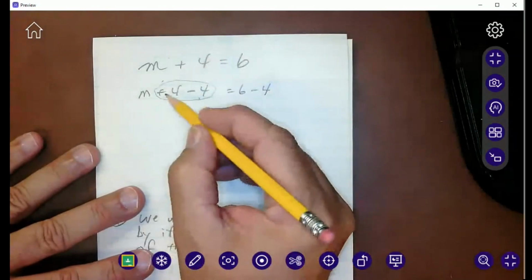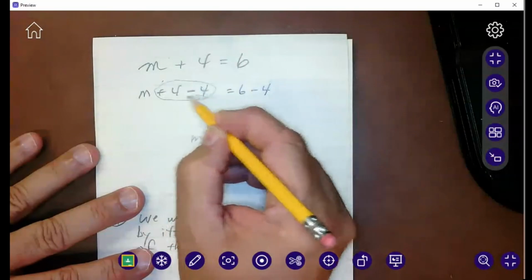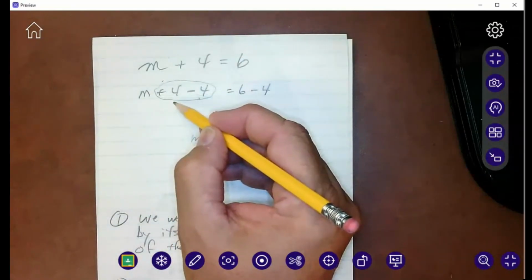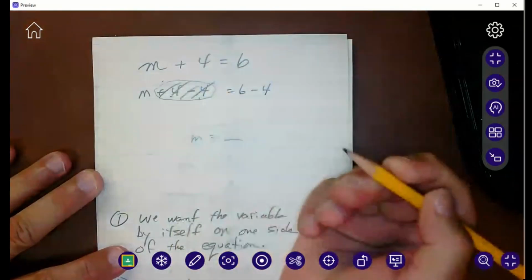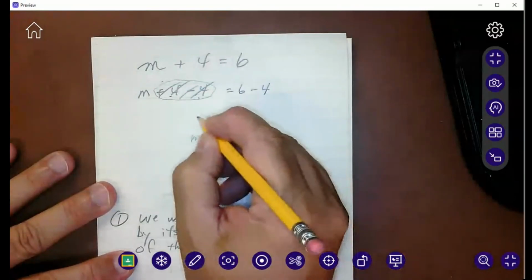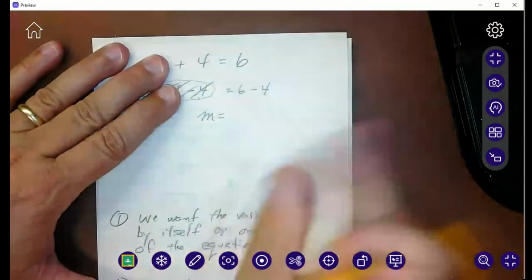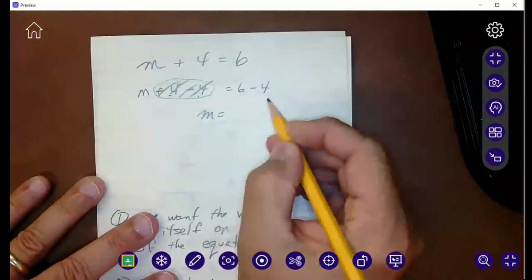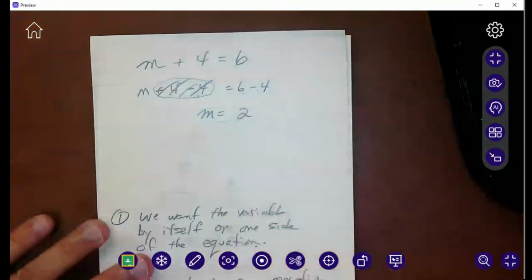So on this side, the whole reason of subtracting 4 was so that when we add this stuff together, see how our adding and subtracting integers are coming back? Positive 4 and negative 4, those add up to 0. That's gone. So I'm left with m. And then on this side, we evaluate that. 6 minus 4. Evaluate means find the answer.